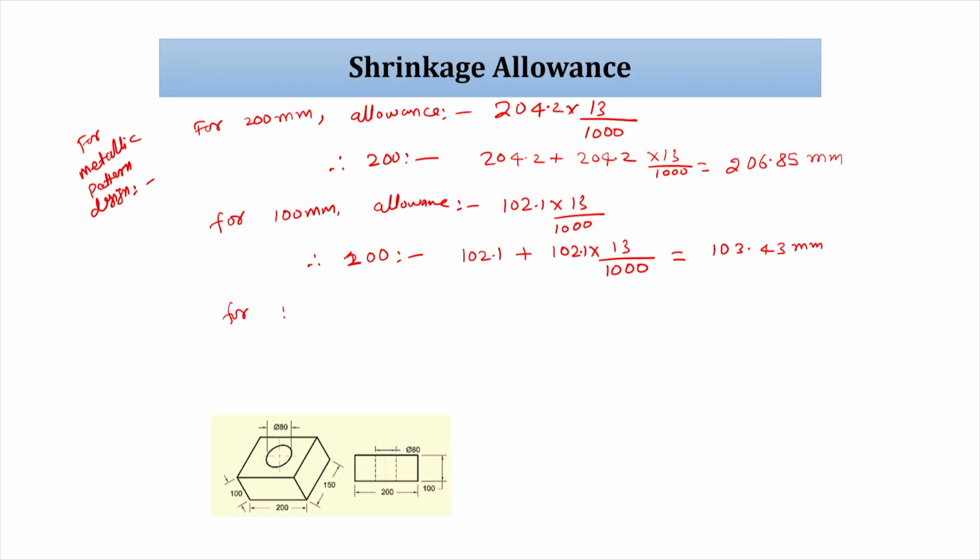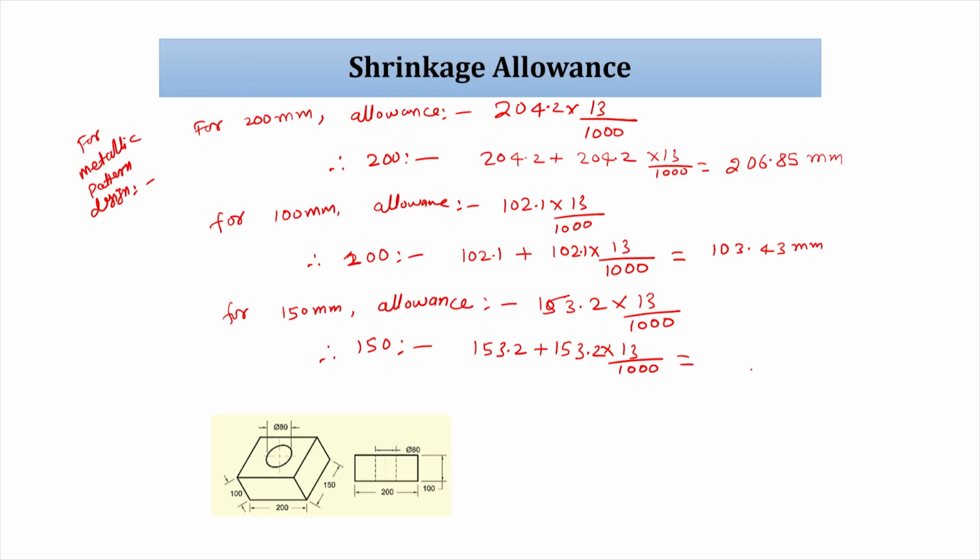For 150 mm, it will be 153.2 into 13 by 1000. So, 150 mm will convert into 153.2 plus 153.2 into 13 divided by 1000, and the value will be 155.20 mm.